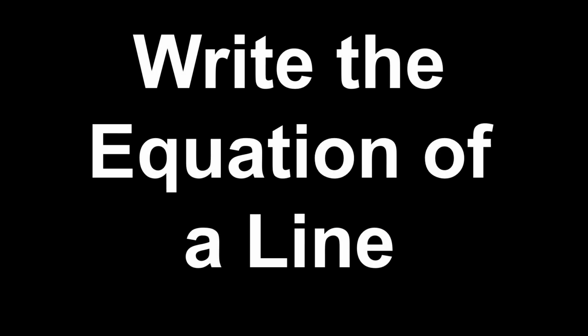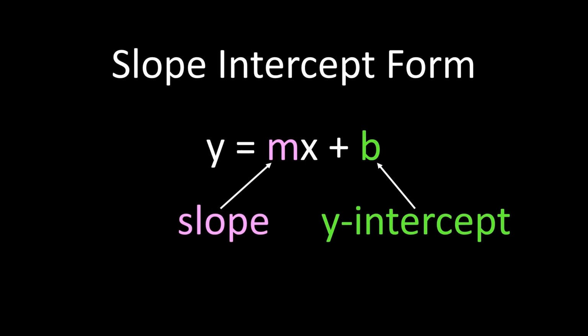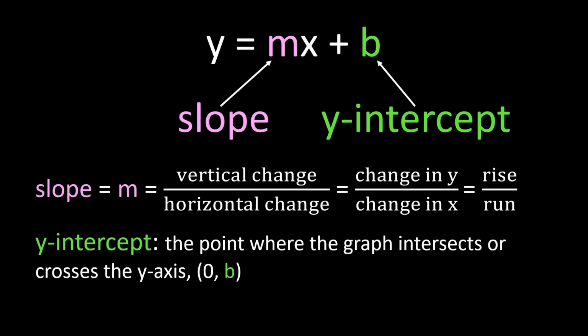In this video, we're going to write the equation of a line, and you'll want to write the equation of the line in slope-intercept form. That's the form y equals mx plus b, where m is going to be your slope and b is your y-intercept. To calculate slope, we're going to use rise over run in this video, and your y-intercept is the point where the graph intersects the y-axis. It's the point (0, b). Let's take a look at our examples.